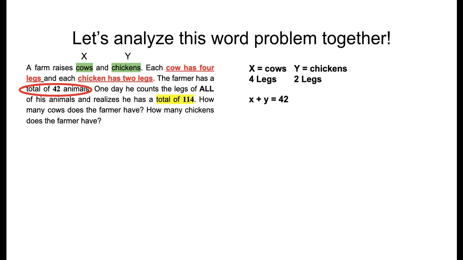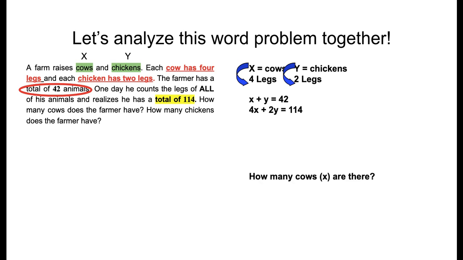One day he counts the legs of all his animals and realizes that he has a total of 114. Okay, so with the legs, we know that the cows have 4 legs. So X is with 4, so that's 4X. And the chickens have 2 legs. So Y is with 2, so that's plus 2Y. And it is a total of 114. So that's 4X plus 2Y equals 114. And we're trying to figure out how many cows there are and how many chickens there are.